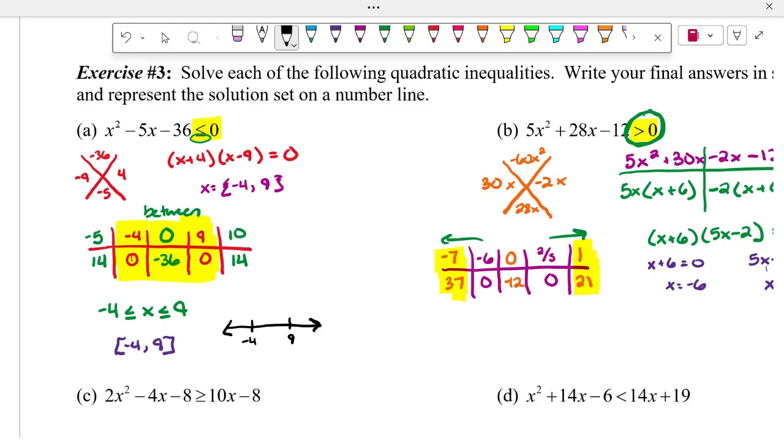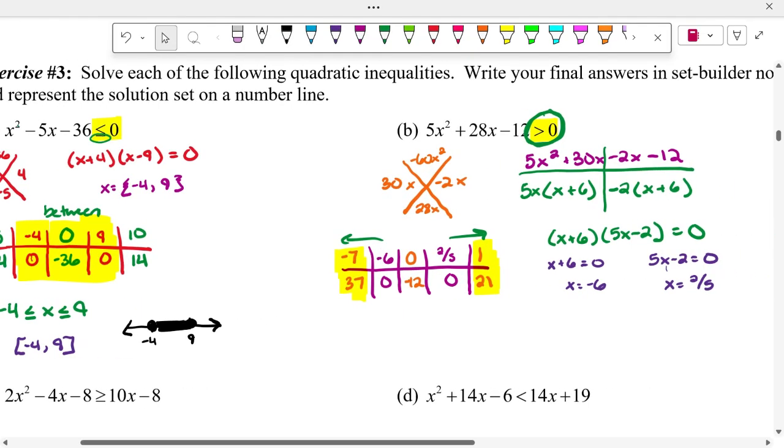Did I have open or closed circles here? Closed, because it was equal to, which means it's defined there. Open means it's undefined. And would I shade on either side of them or between? In between. That's where my solution set was.